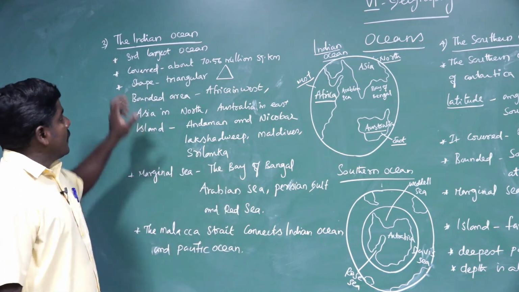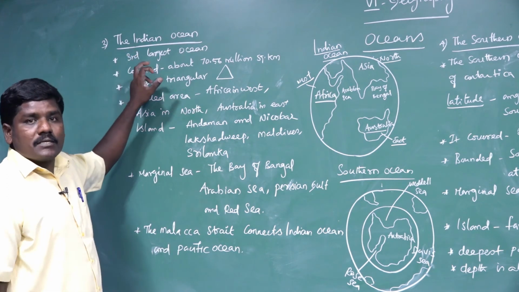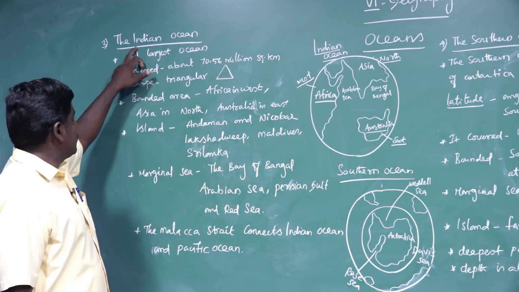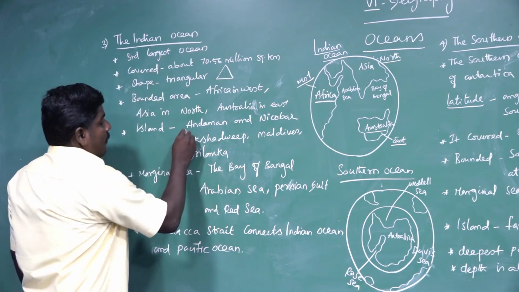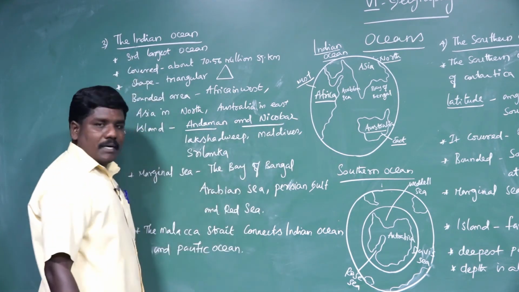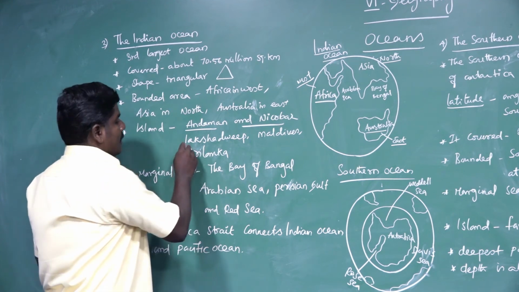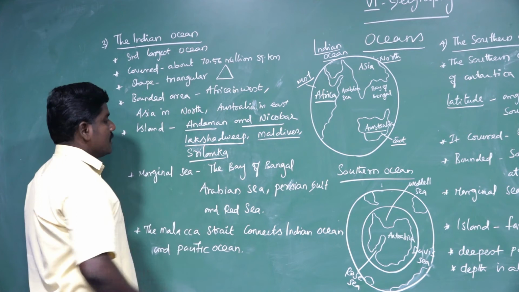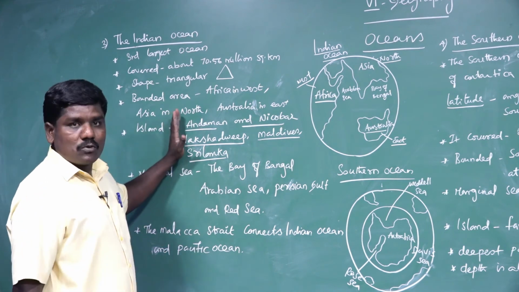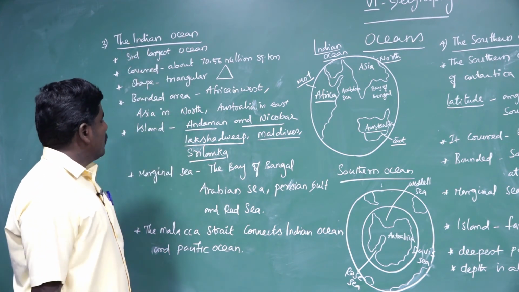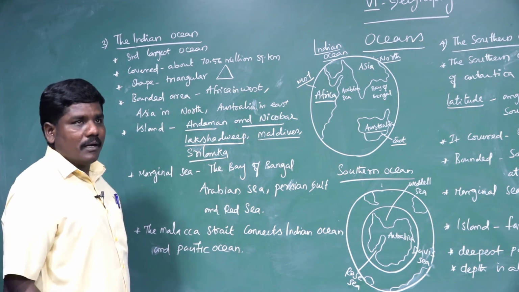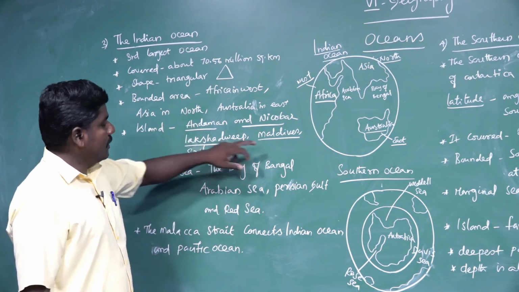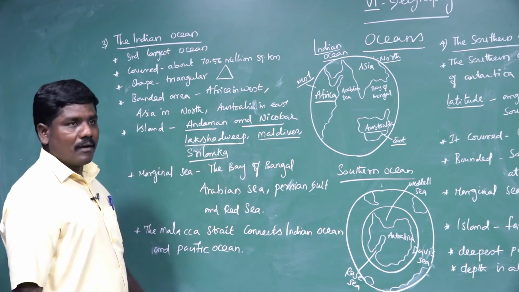And then some of the islands are found in the Indian Ocean. One is Andaman and Nicobar, and then Lakshadweep, and then Maldives and Sri Lanka. So what are the islands located in the Indian Ocean? Andaman and Nicobar, Lakshadweep, Maldives and Sri Lanka.